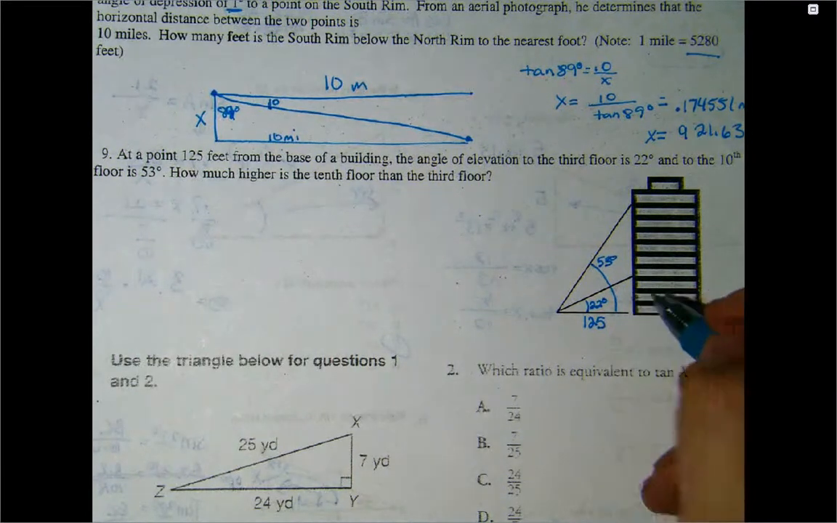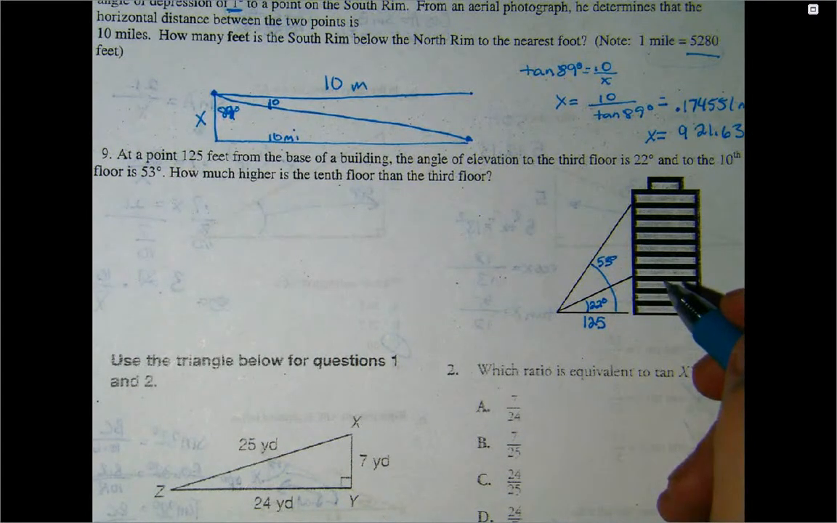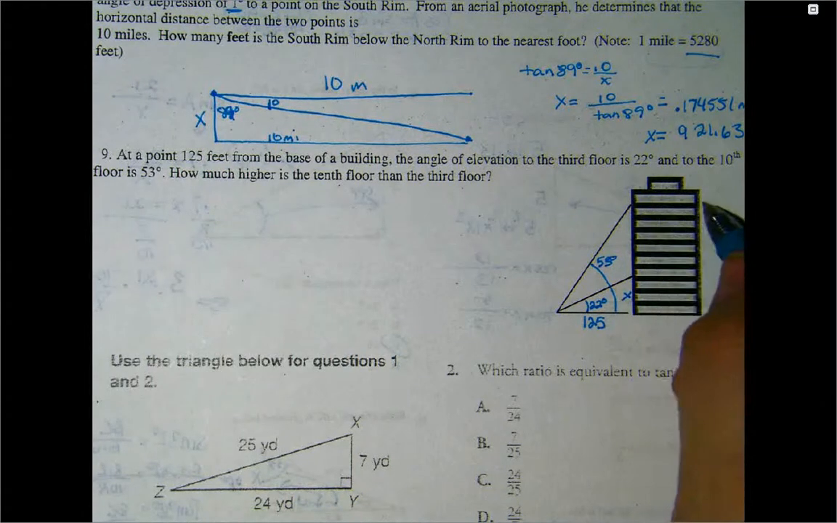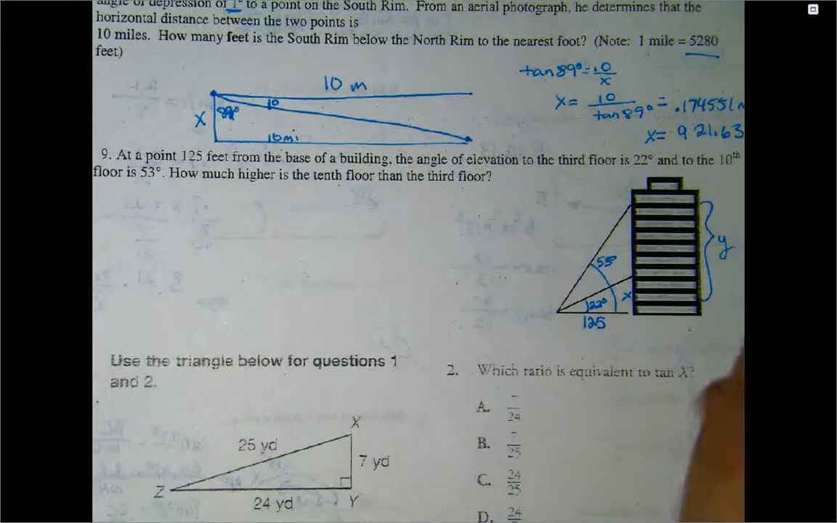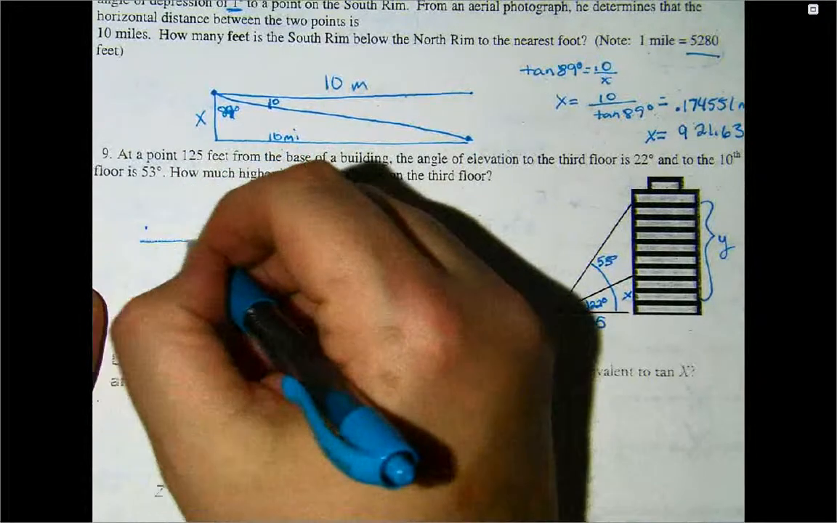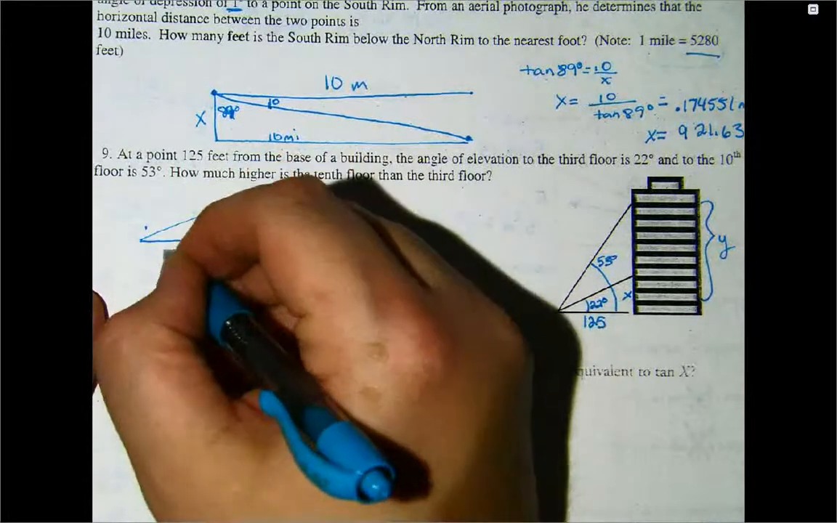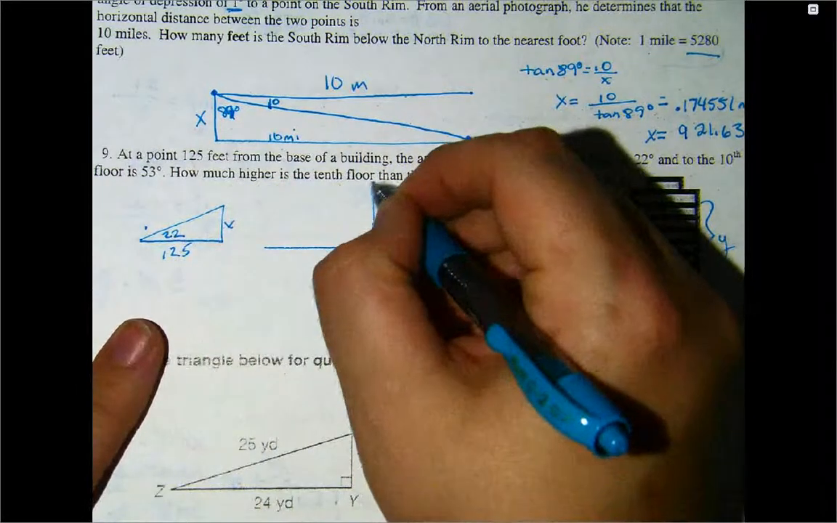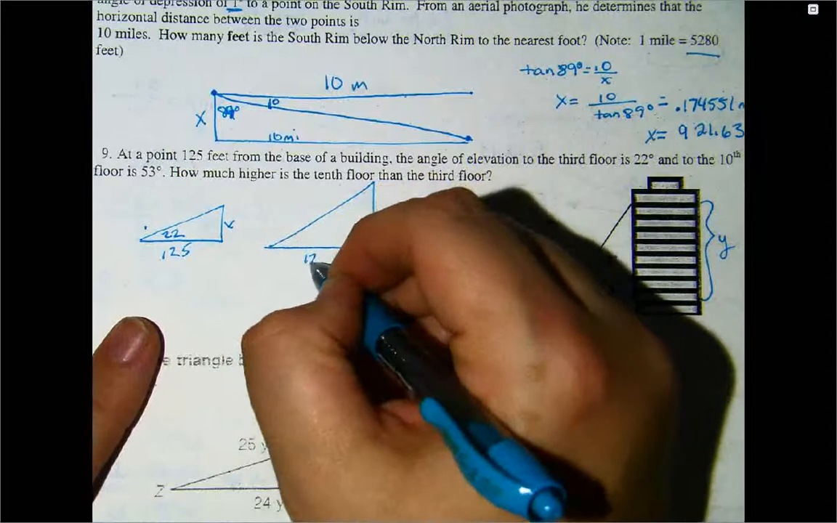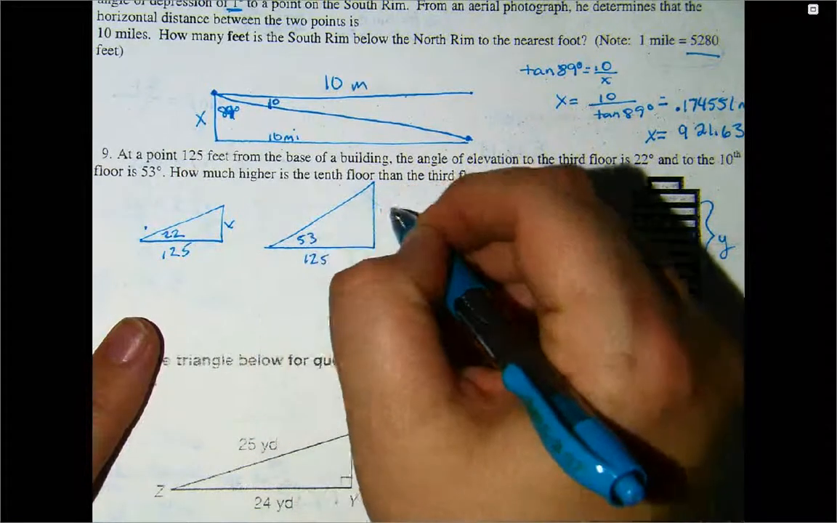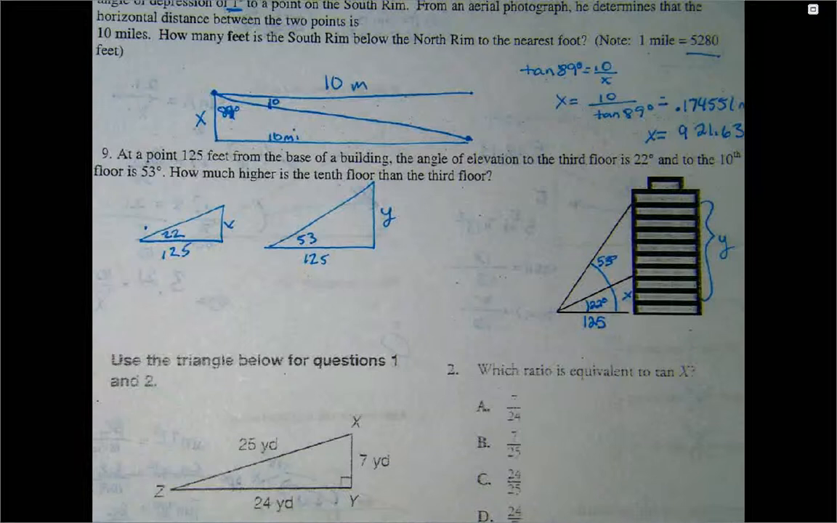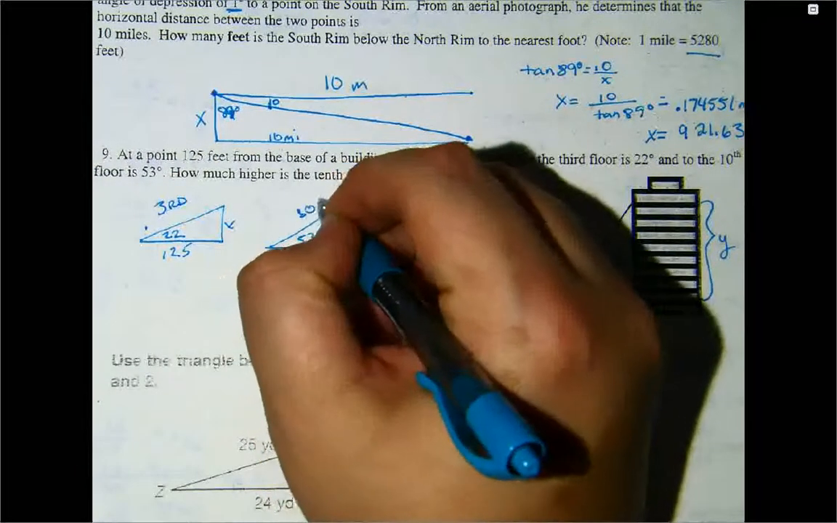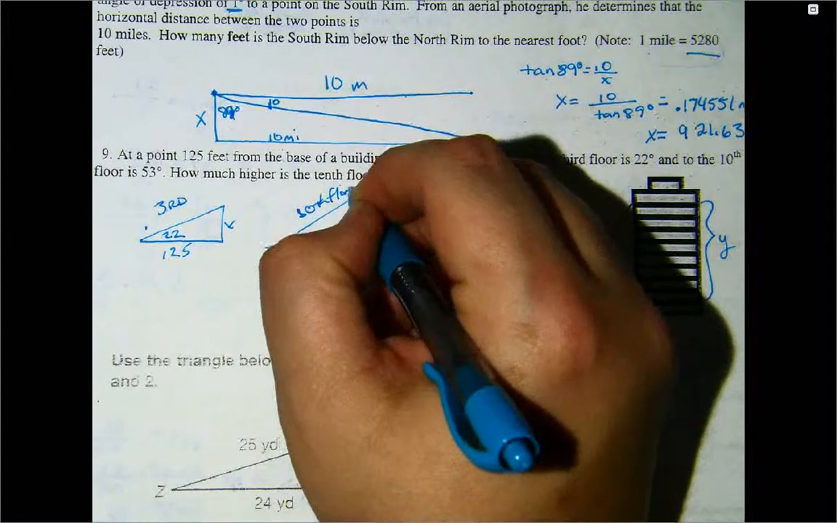So if I figure out x, and then I figure out y from the big one, because basically I have two triangles. That's 125, 22, and x. And then I have 125, I have 53, and y. And this is going to get me to the 3rd floor. This is going to get me to the 10th floor. And that's going to give me those two values. Now, I have opposite and adjacent again. So what are we using?